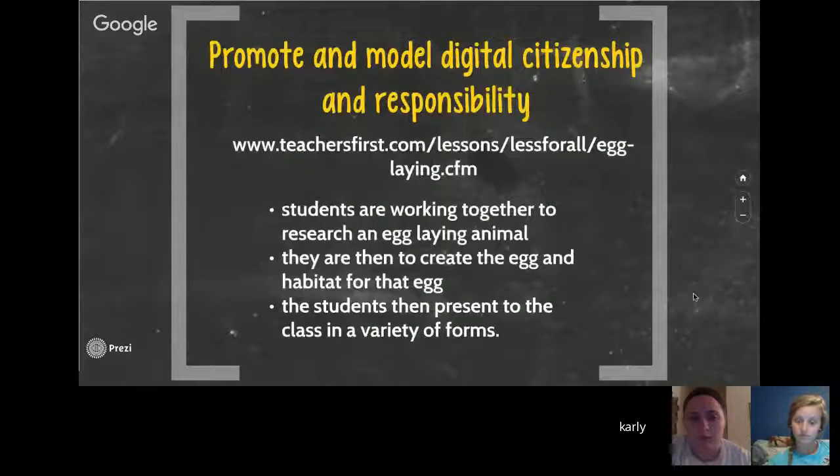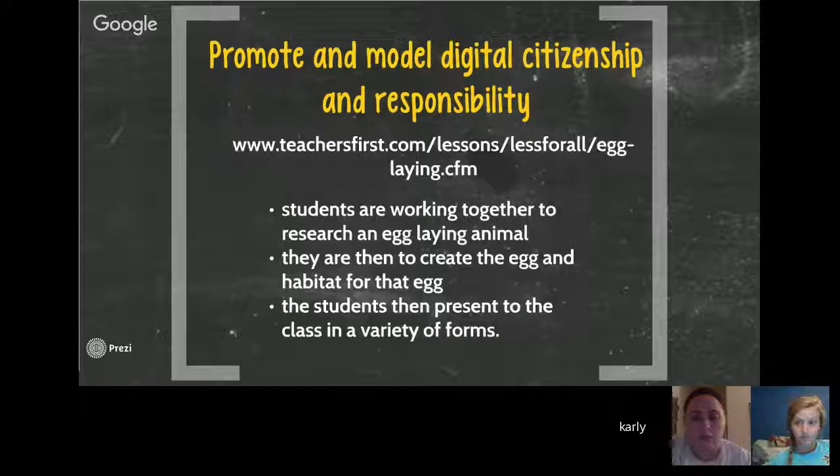Okay, and for the second one, I used pretty much the same lesson. I found this lesson was divided into two separate lessons, one for the research and one for actually creating the egg. So I'm going to use that as well for this one. For promoting and modeling digital citizenship and responsibility, the teacher gave them quick links so that they were able to get to the appropriate website that she wanted them to use. That way they weren't using anything that maybe wasn't appropriate for the topic or wasn't quite what she was looking for in the activity.